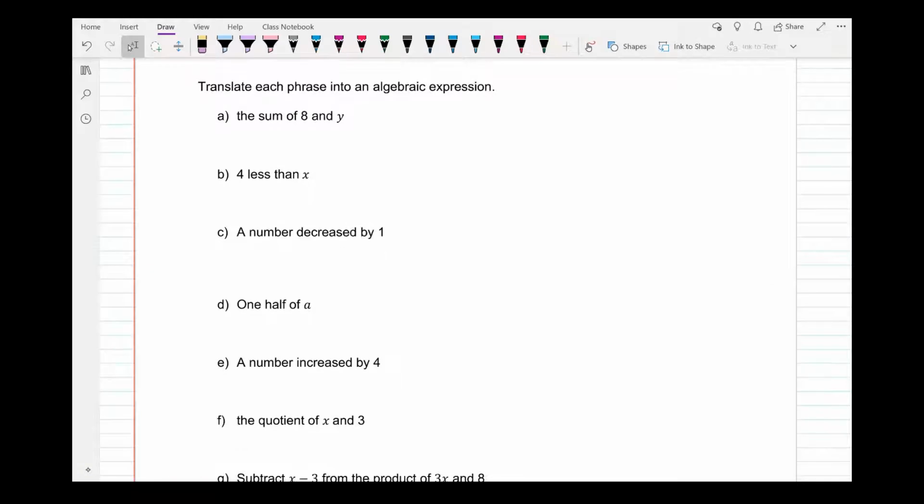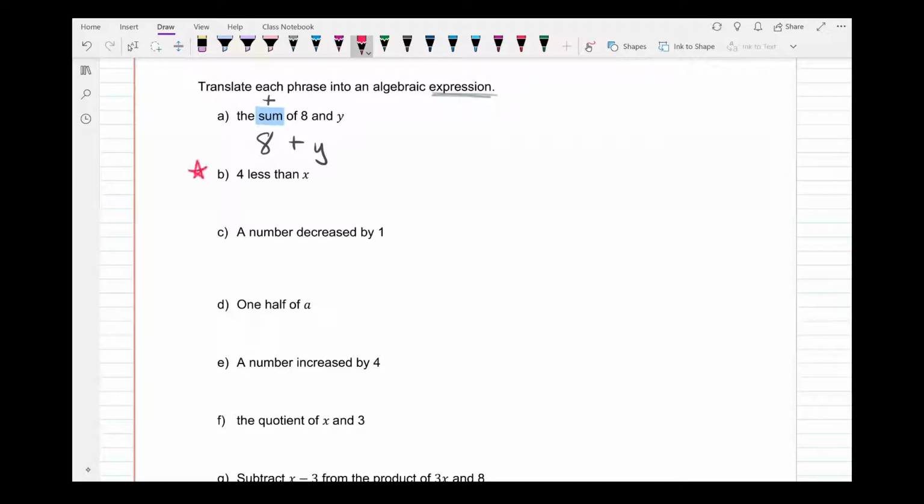So on the next page, we have translate each phrase into an algebraic expression, which means turn it into letters and operations. So in the first one, I see the sum of 8 and y. The sum means plus. If you don't know why, go back to the previous page and figure that out for yourself. The sum of 8 and y, which means we have 8, we have y, and they're being added. So this is the algebraic expression that the words are saying. And you don't need an equal sign here because it is just an expression, it's not an equation. They are two different things.